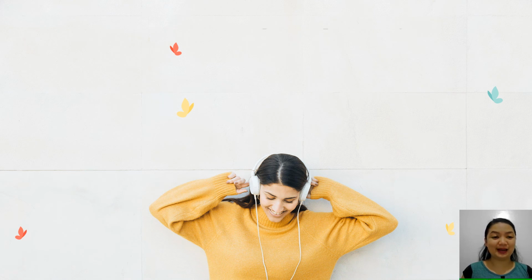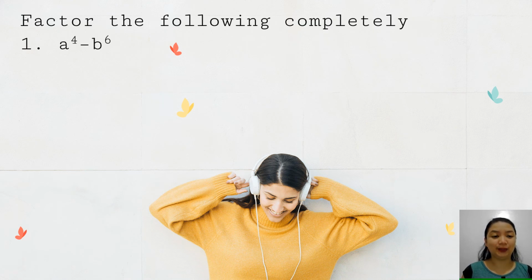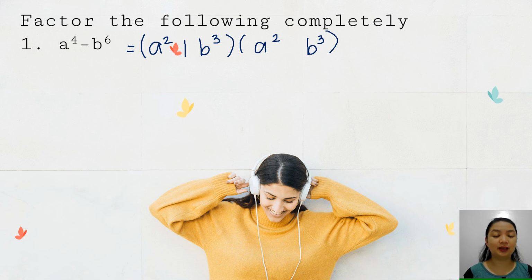Let us have a few more examples. So let us factor the following. a to the fourth minus b to the sixth. So once again, we get the square root of both terms. So what is the square root of a to the fourth? Correct. That is a squared. How about b to the sixth? Correct. That is b cubed. And then express it as sum and difference of two terms. So we have here positive and a negative symbol.